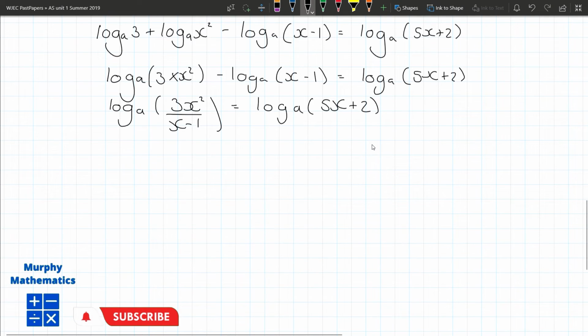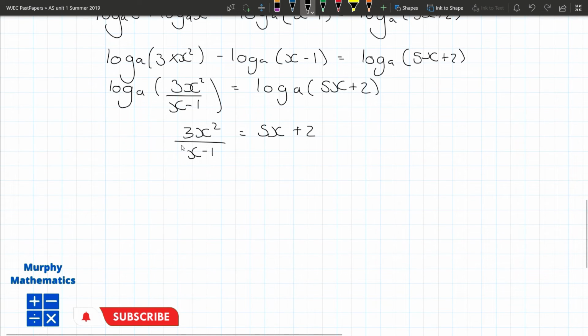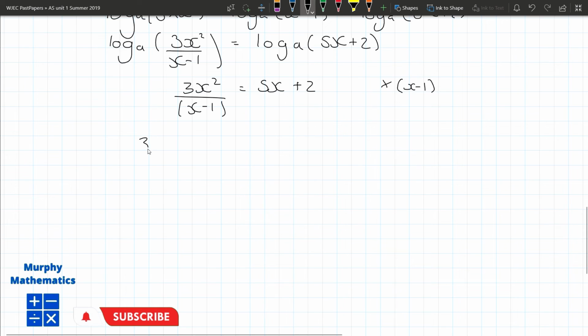Okay, so now I have log a, log to the same base on both sides. I can now equate what's inside them. So I've got 3x squared over x minus 1 equals 5x plus 2. I think what would be best is to multiply by this x minus 1 to get it off the denominator and make it look a bit nicer. So I'm going to have 3x squared equals 5x plus 2 times x minus 1, and then I'm going to have to expand these brackets.